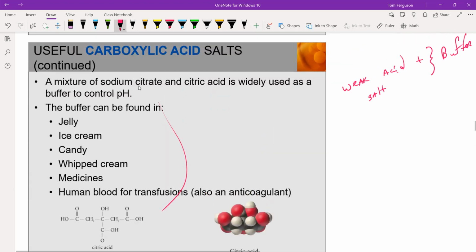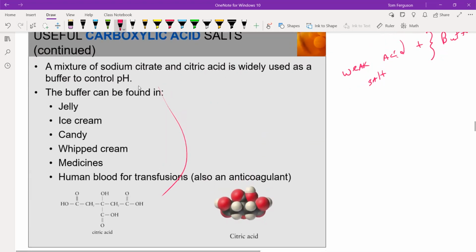Okay, so I'm going to stop here. I'm not going to talk about esters. All right, so that's a very short intro to organic acids or carboxylic acids. All right, so are there any questions?